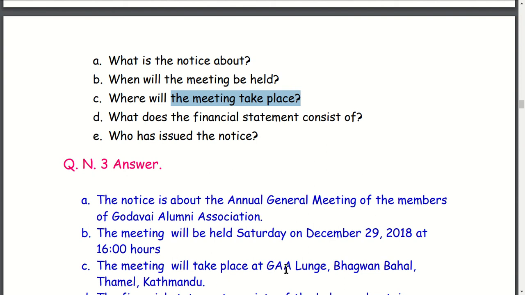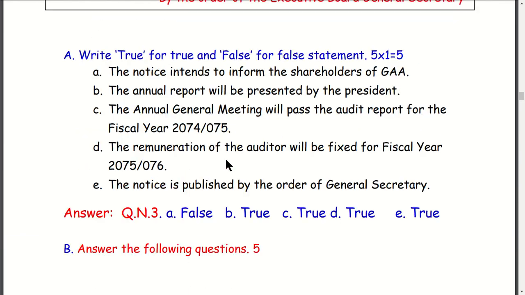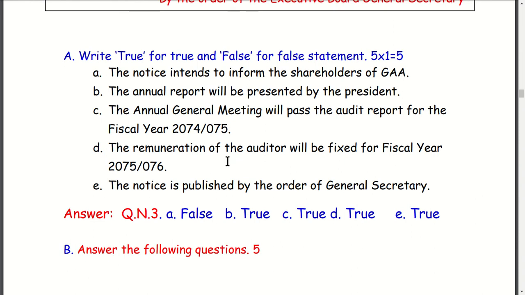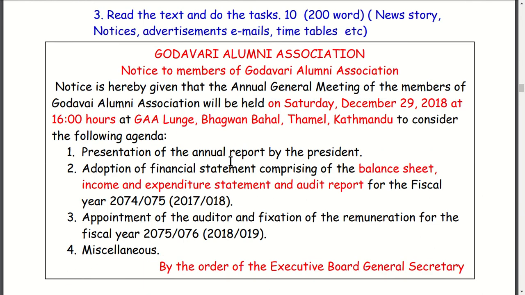The meeting will take place at... the name of the place is here. Yes, the meeting answer is there. Okay, name of the place is here. You can find the address here.